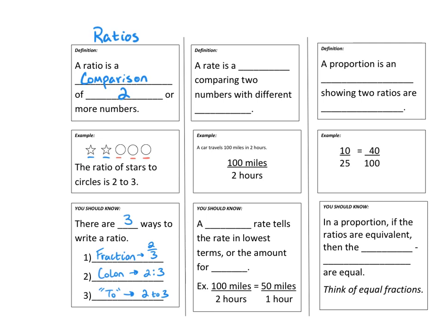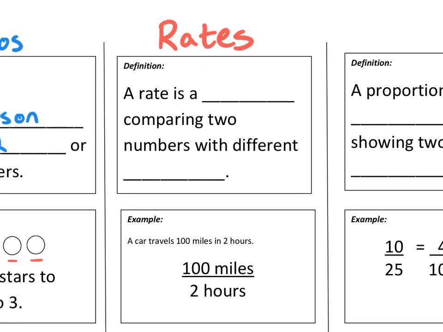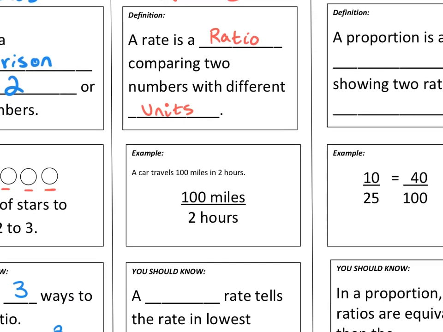Now, ratios are kind of the overall arcing thing. The next thing that we are going to look at are rates. We're going to start by focusing on the definition of a rate. A rate is a ratio comparing 2 numbers with different units. This is a little bit more narrowed down, a smaller thing to focus on. A rate is a ratio comparing 2 numbers with different units.